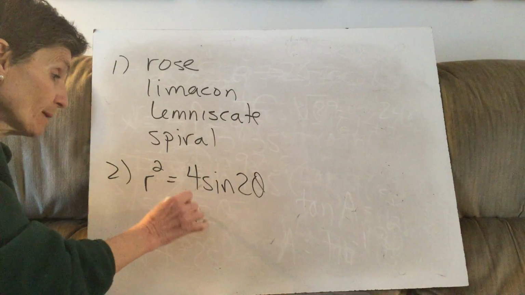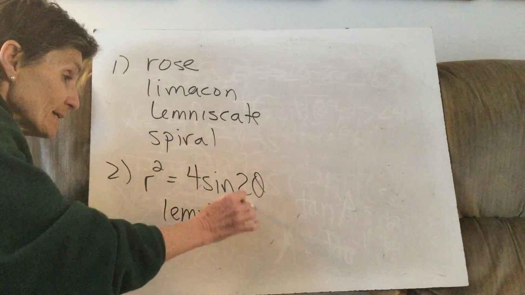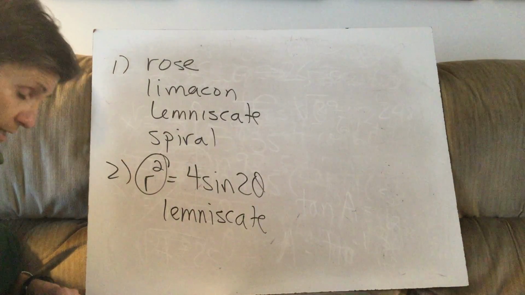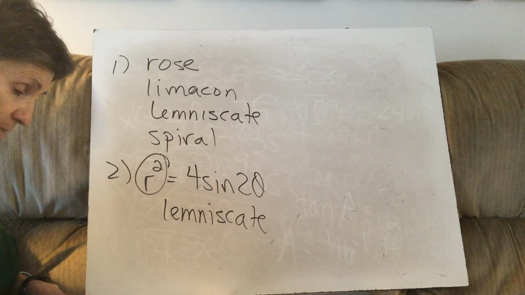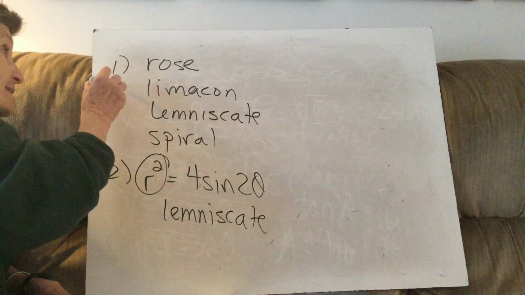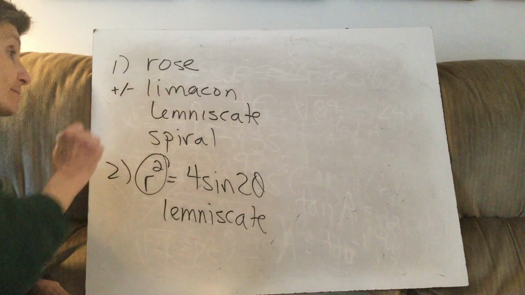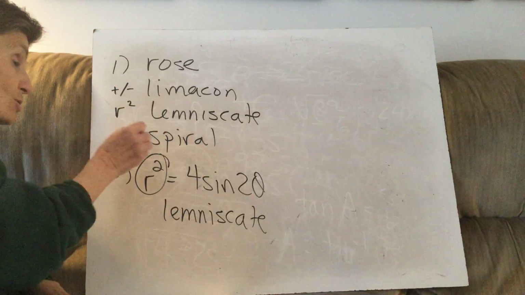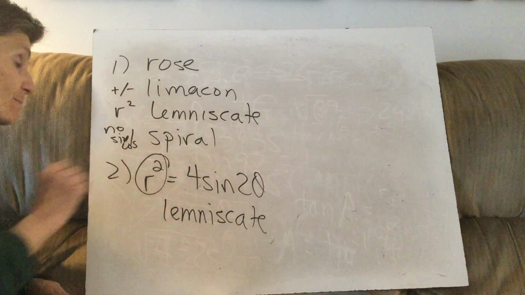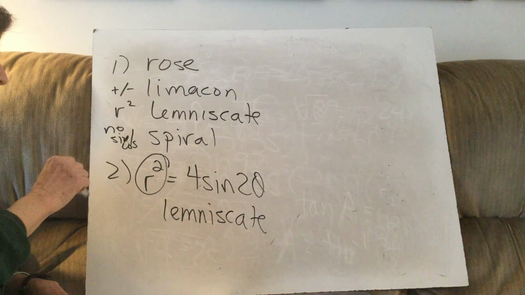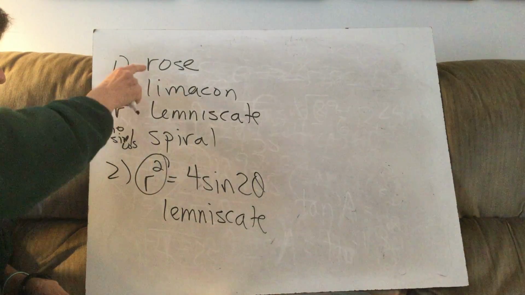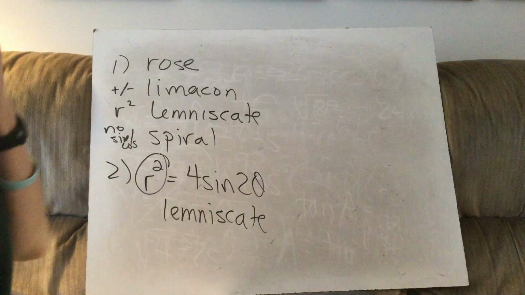This, of course, is the lemniscate. The dead giveaway is the r squared. When you have an r squared, you're going to have a lemniscate. Remember, the limaçon has the add or the subtract in it. This has the r squared, and this has no sine or cosine at all in it. So if it has a sine or cosine, does not have an r squared, does not have plus or minus, then it's a rose by the process of elimination.